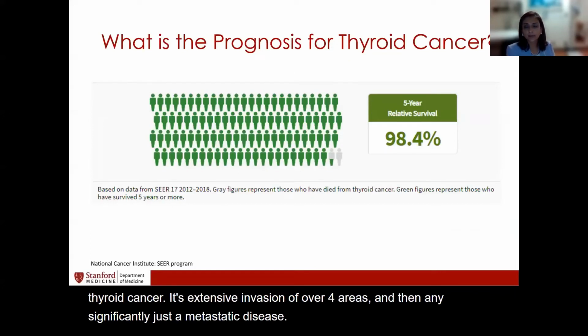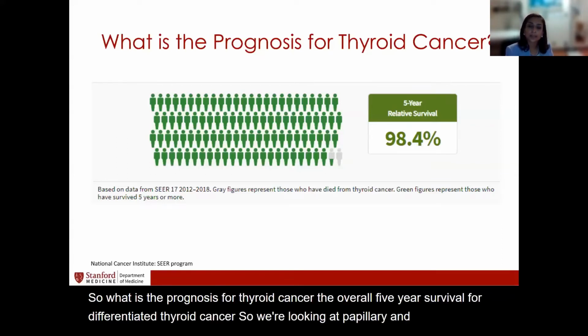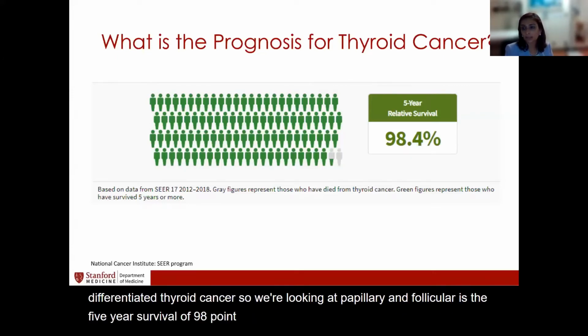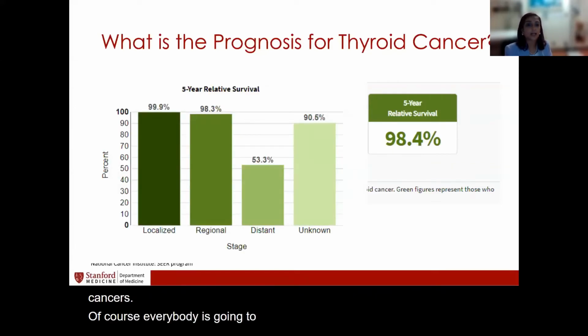So what is the prognosis for thyroid cancer? The overall 5-year survival for differentiated thyroid cancer, so we're looking at papillary and follicular, is 98.4%. So that is considered one of the best survivals for cancers. Of course, everybody is going to be slightly different.